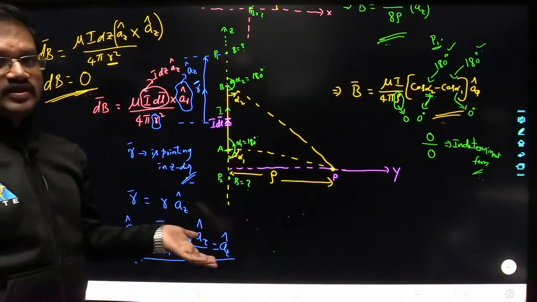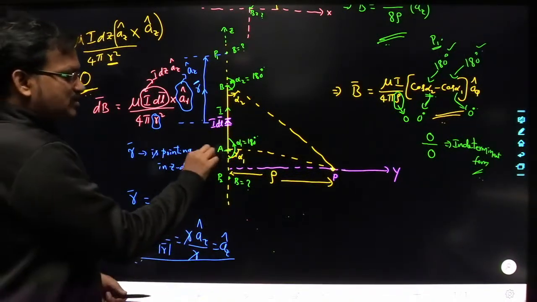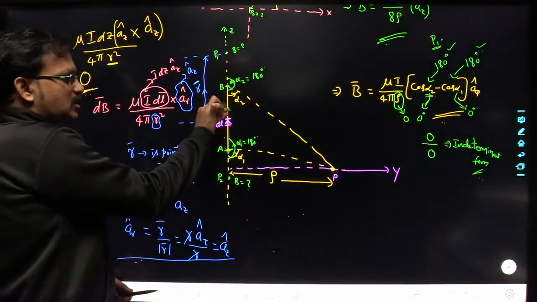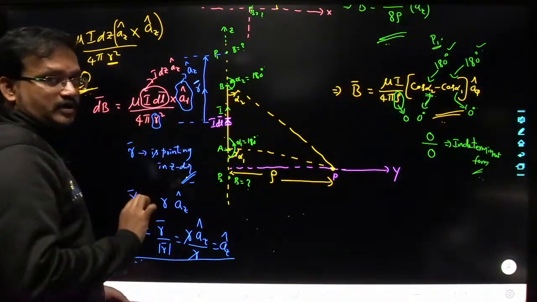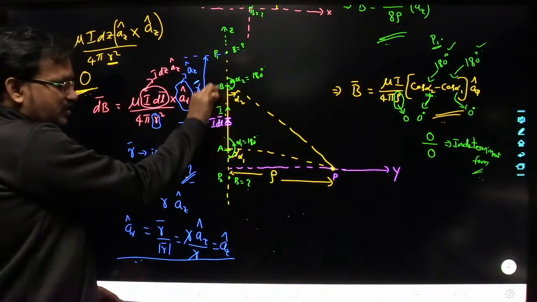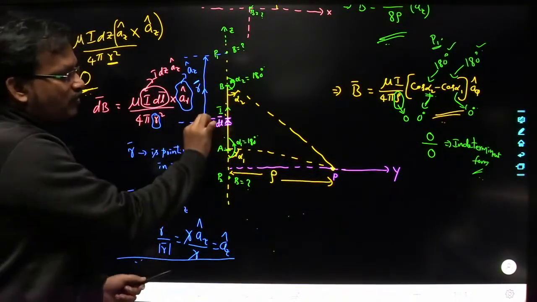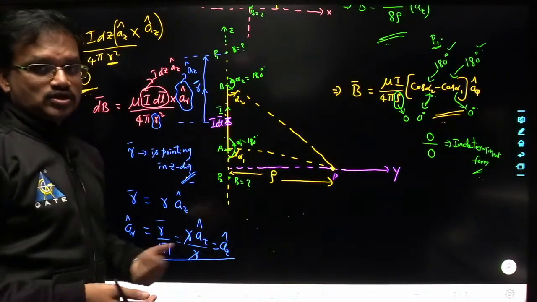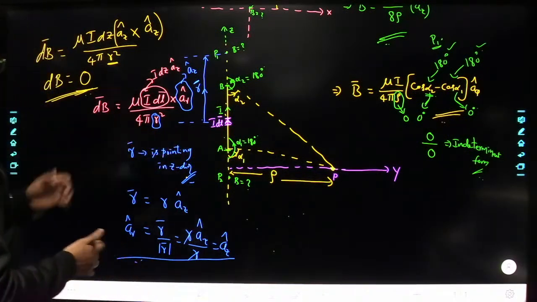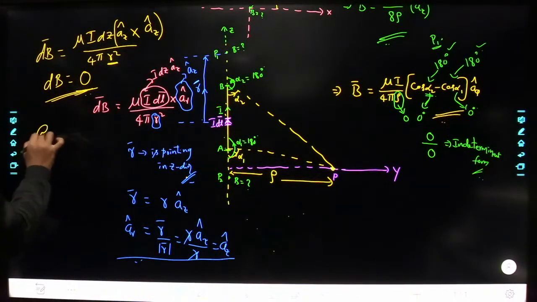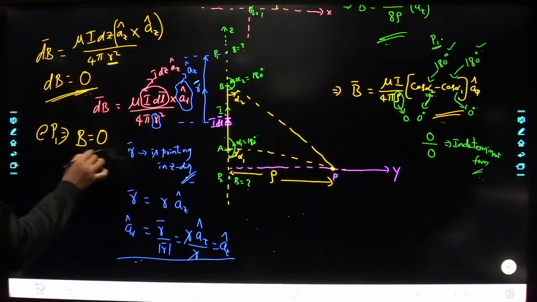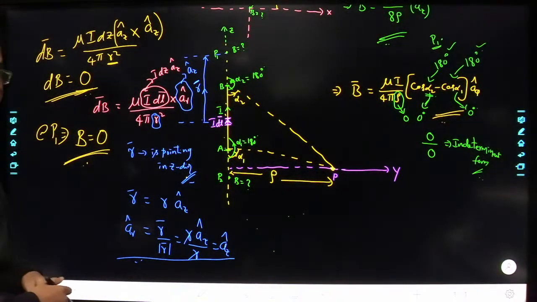So if the differential B field is equal to 0, then you can consider this current element, or this current element, whatever current element you can consider along this wire. For all those current elements, the total B field you are going to get is 0 only. So in this manner, I can say at point P1, the B field will be equal to 0.